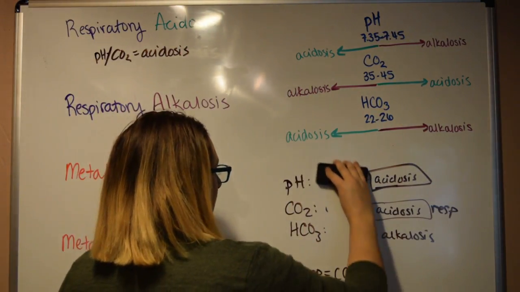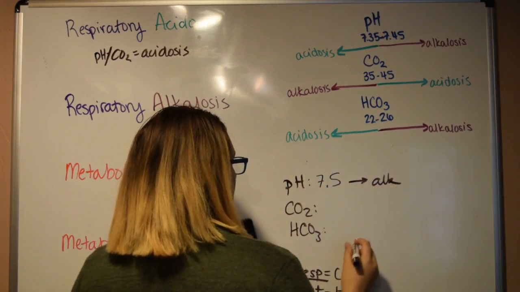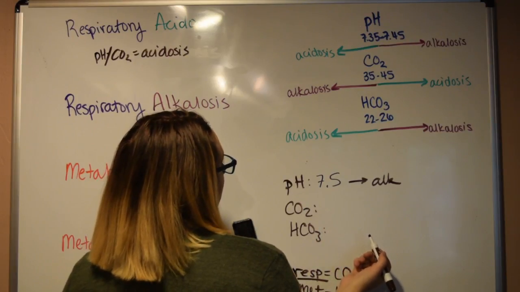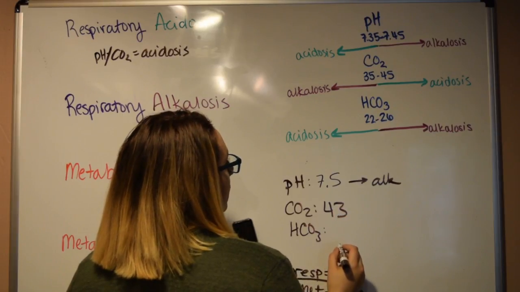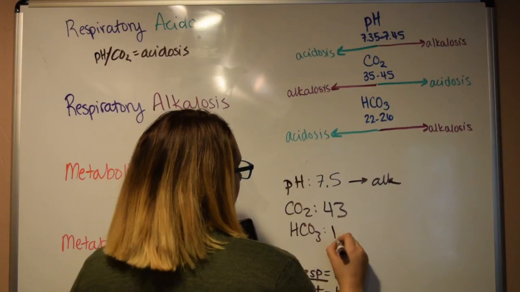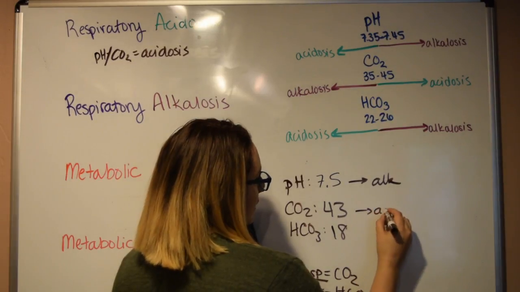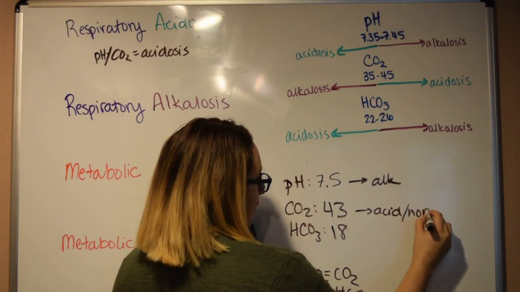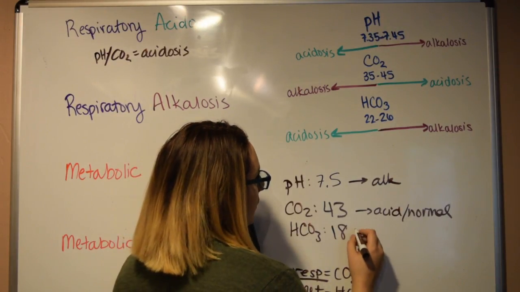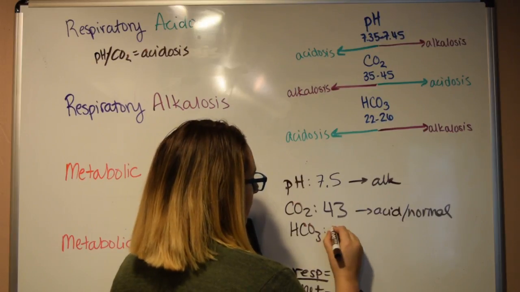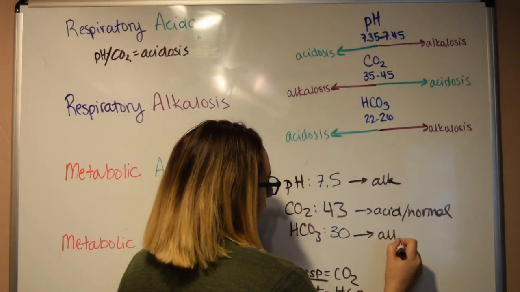So let's do another example. pH of 7.5, so we know that that is alkalosis. Let's do a CO2 of 43, and let's do a bicarb of 18. So CO2 43, it's normal, but it's more towards the acidosis side. So bicarb is 18, so that's way low. So that should be high. So that is leaning towards the alkalosis side.